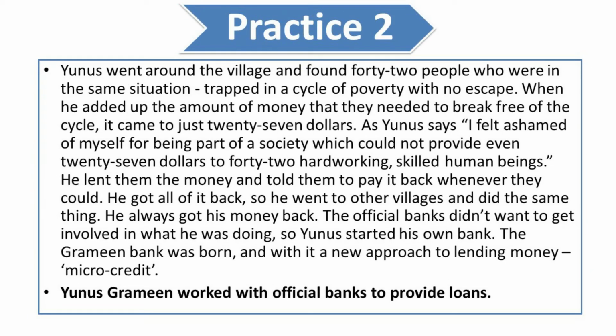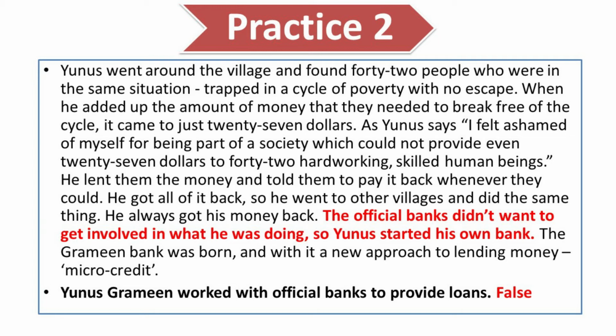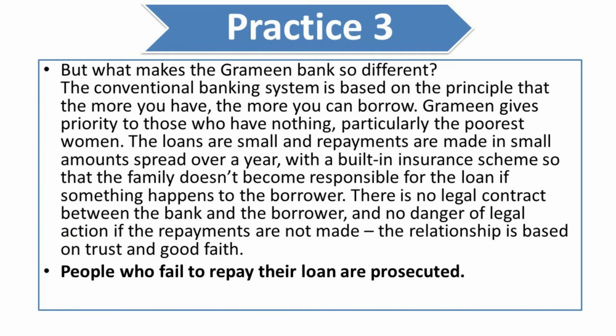Now read practice 2. The question says, Yunus Grameen worked with official banks to provide loans. Find out the answer, please. Okay. The passage says the official banks did not want to get involved in what he was doing. And the question says that Grameen worked with official banks. The passage says the official banks did not want to get involved. So both the statements are contradictory. Answer is false.